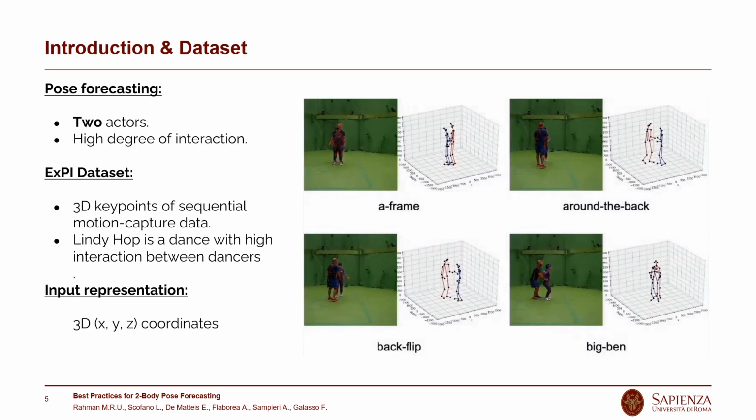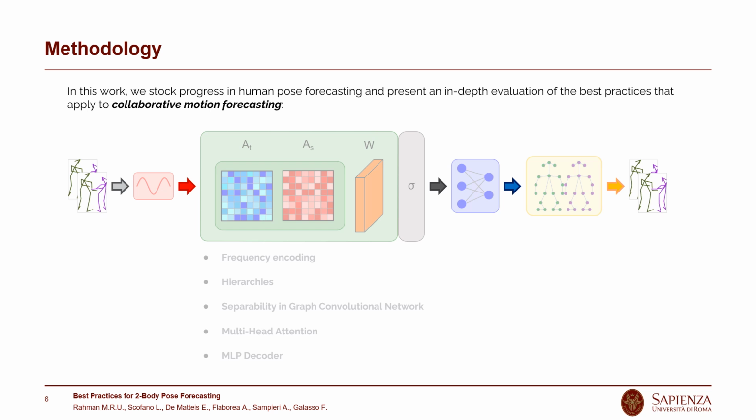There is currently only one publicly available dataset, ExPI, that showcases a high degree of interaction between two actors performing Lindy Hop dancing movements. This dataset represents the bodies of both actors through 3D key points of skeletons. In this study, we thoroughly examine the established practices employed in single-body pose forecasting and extend our analysis to collaborative human pose forecasting. During the upcoming slides, we will present and evaluate these practices, using a checkmark to indicate the ones we adopt and a cross to signify those we omit.